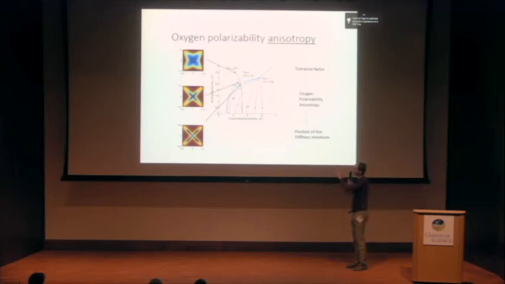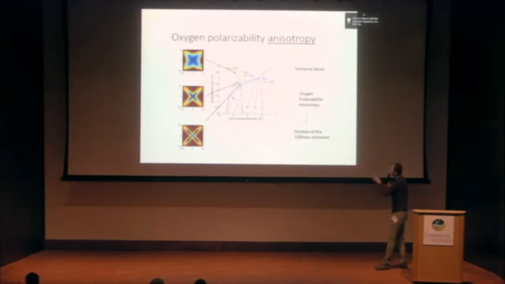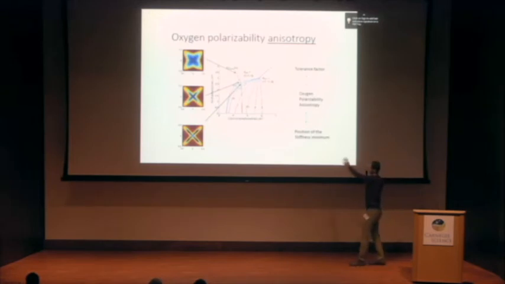But in fact, it seems that real crystals have their polarizabilities somewhere around the circle. This is how the tolerance factor is linked to the position of the stiffness minimum. It is linked via oxygen polarizability anisotropy.